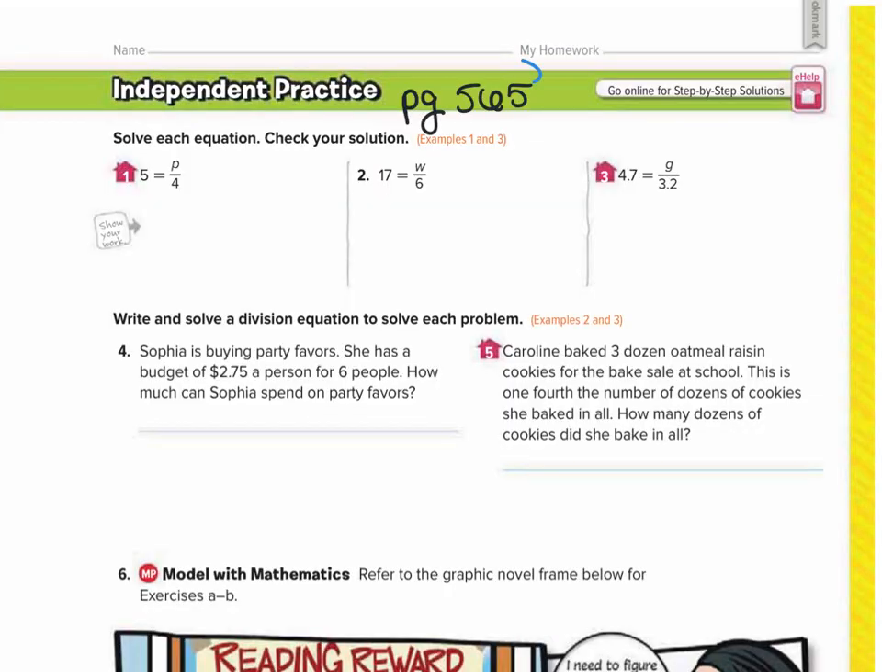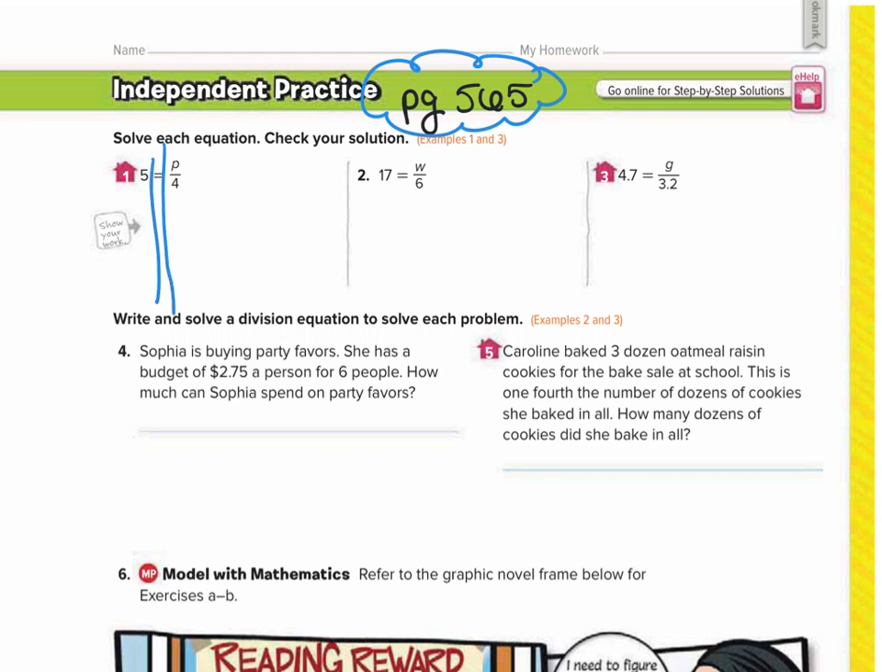Now we're on workbook page 565, and now we're going to continue inverse operations, but if you look at the problems that we're working with now, they have division in them. So the inverse operation that we're going to be using is multiplication. So let's start with number 1.